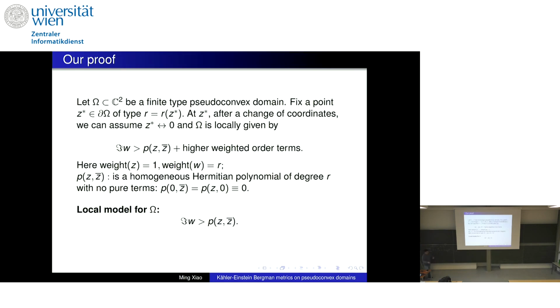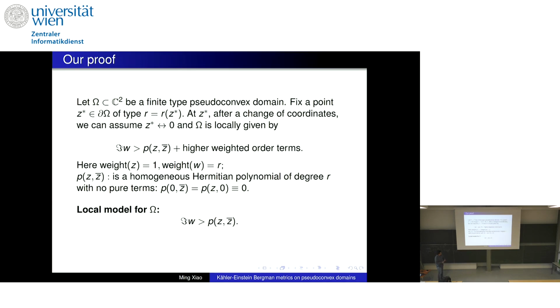So omega is a finite type pseudoconvex domain in C2. We've marked a point, the star, at the boundary of finite type R. At this point, we know that after a change of coordinates, we can assume this point is the origin, and omega is locally defined by, say, the imaginary part of w greater than P plus some higher weighted order terms. Here, P is a homogeneous real polynomial of degree R in z and z bar with no pure holomorphic or anti-holomorphic terms. Then the local model for omega at this point, the star, is this.